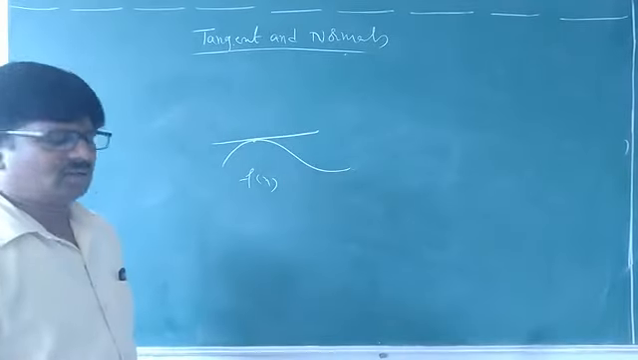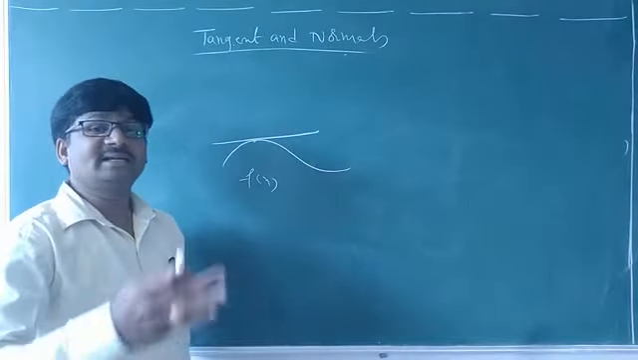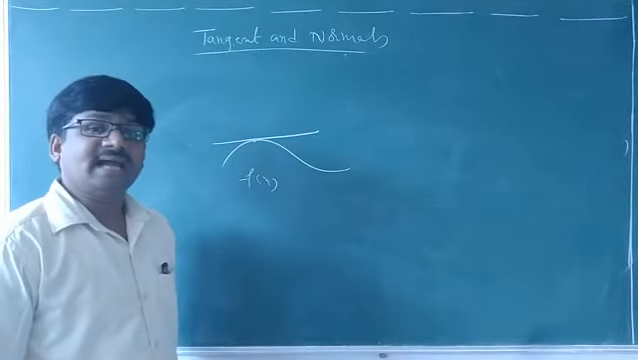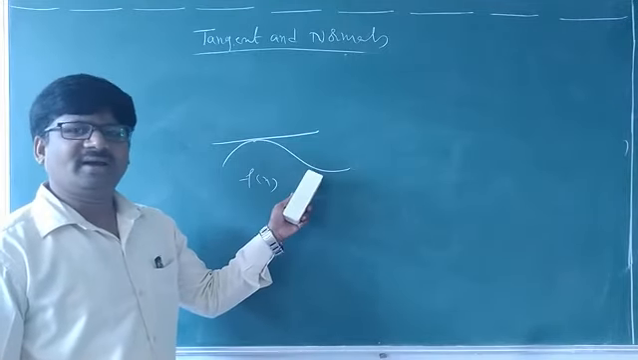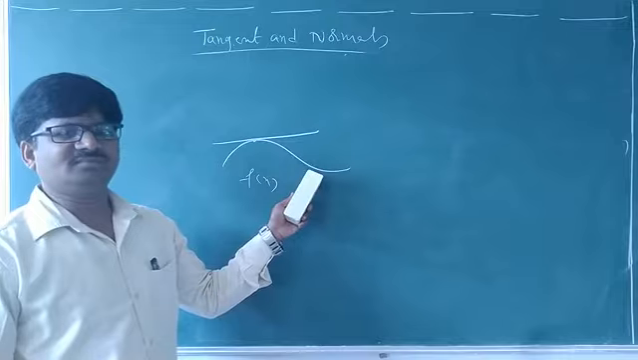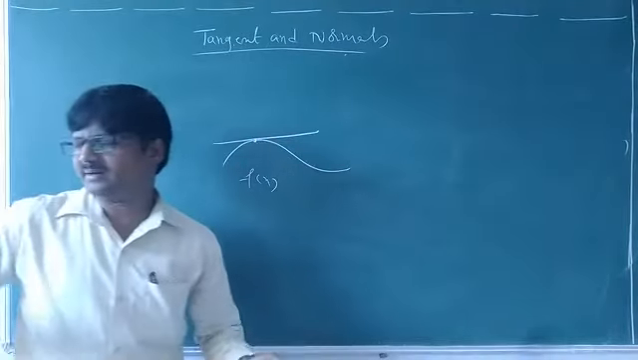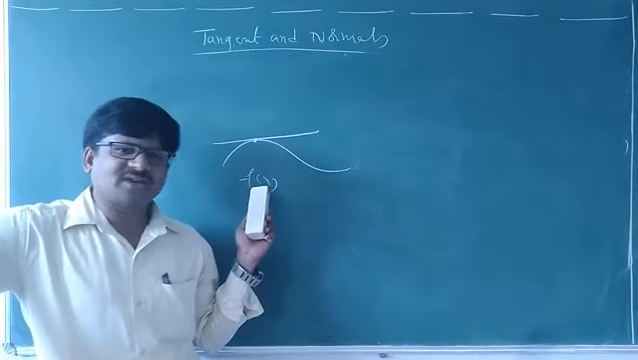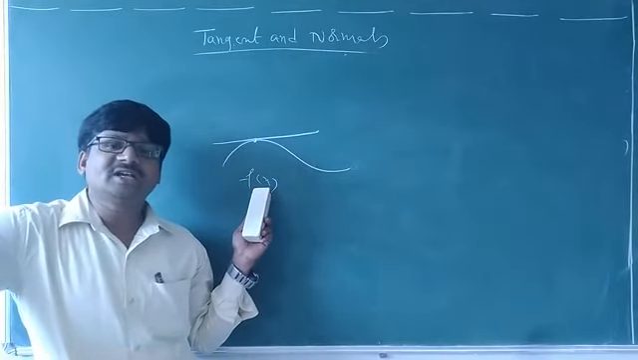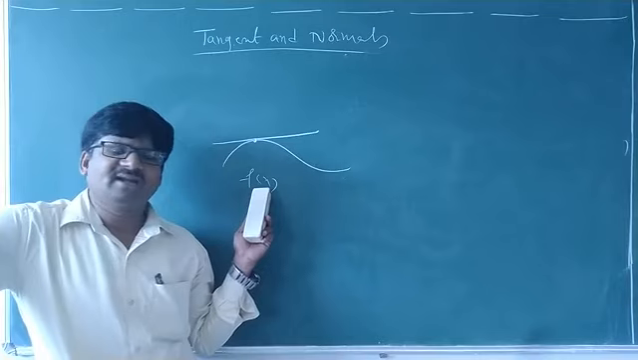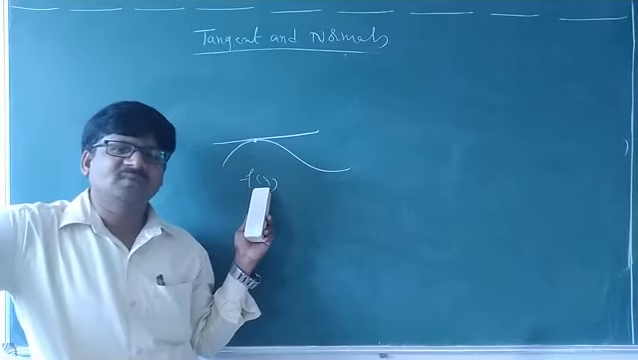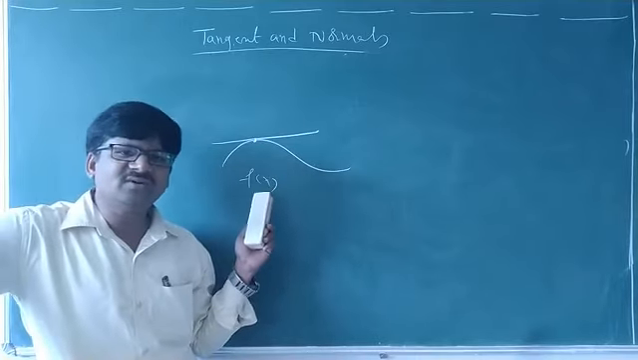Find the tangent. Find the tangent of this curve at some point. We have to find the tangent line equation. The curve f of x is given. Find the equation of the tangent at a point of this curve f of x.